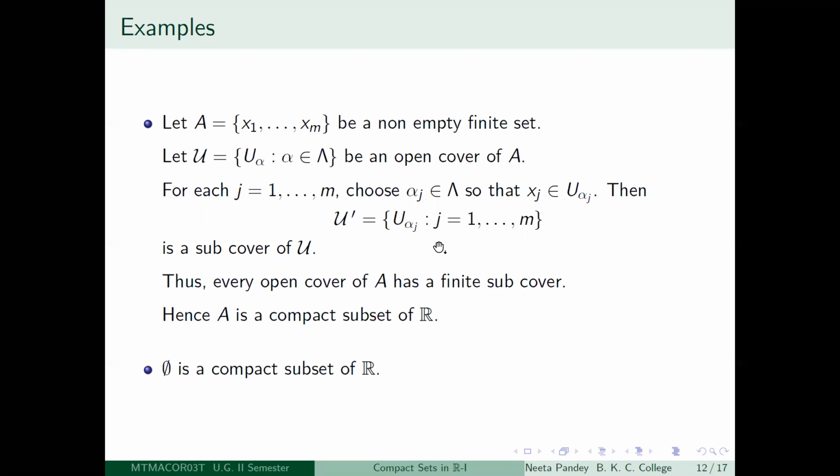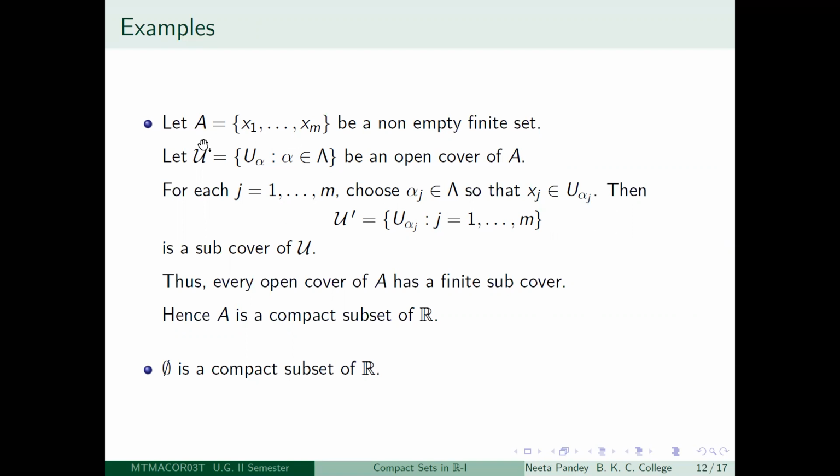So let us look at one or two examples here. The first example is a simple one. Take a non-empty finite set. So capital A itself has only finitely many elements, x1, x2, etc., xm. Suppose script U is any open cover of A. Then what will you do? Script U looks like what? We have written it down: U alpha, such that alpha belongs to Lambda. Now what you do is that for each of these elements, x1, x2, x3, till xm, for each xj, you choose alpha j in Lambda so that xj belongs to U alpha j.